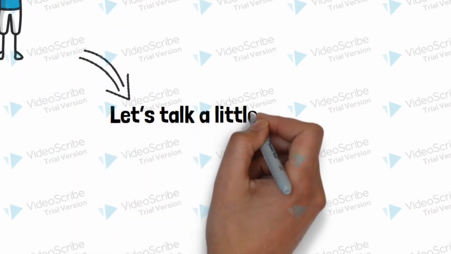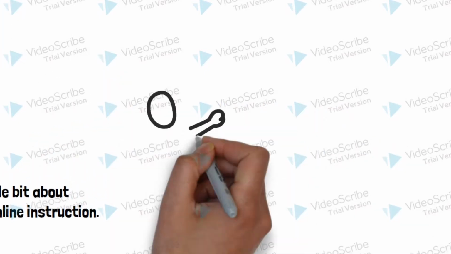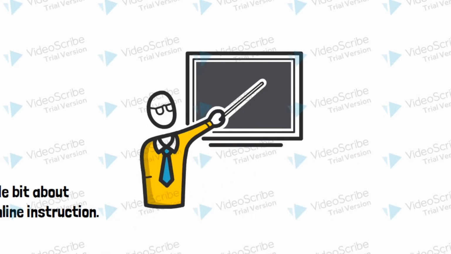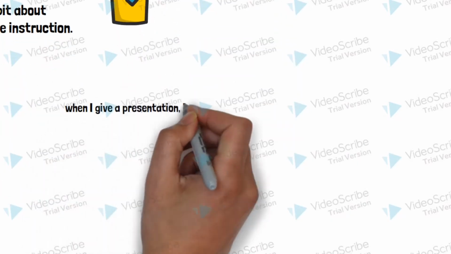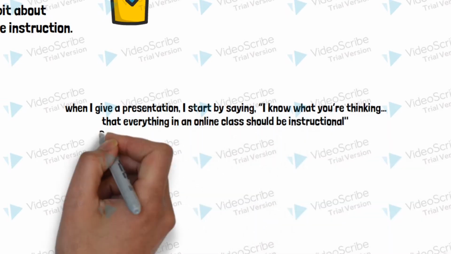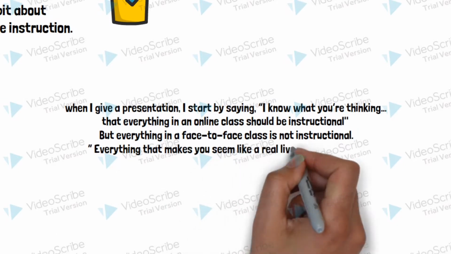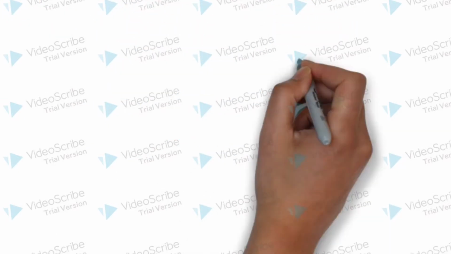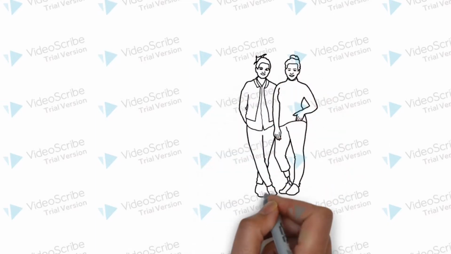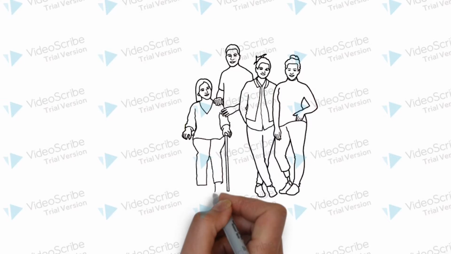Let's talk a little bit about social presence in online instruction. Social presence is everything that is non-instructional in an online class. When I give a presentation, I start by saying, I know what you're thinking, that everything in an online class should be instructional, but everything in a face-to-face class is not instructional. Everything that makes you seem like a real-life human person with likes, dislikes, and interests is a social presence.